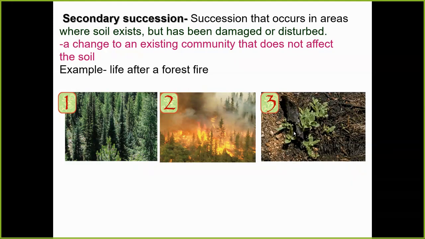Most of what we see anymore is secondary succession. Places where we see primary succession are more like Hawaii, volcanic areas, because you're getting covered in brand new rock. We don't see a whole lot of primary succession outside of glacier retreats or volcanic eruptions anymore.